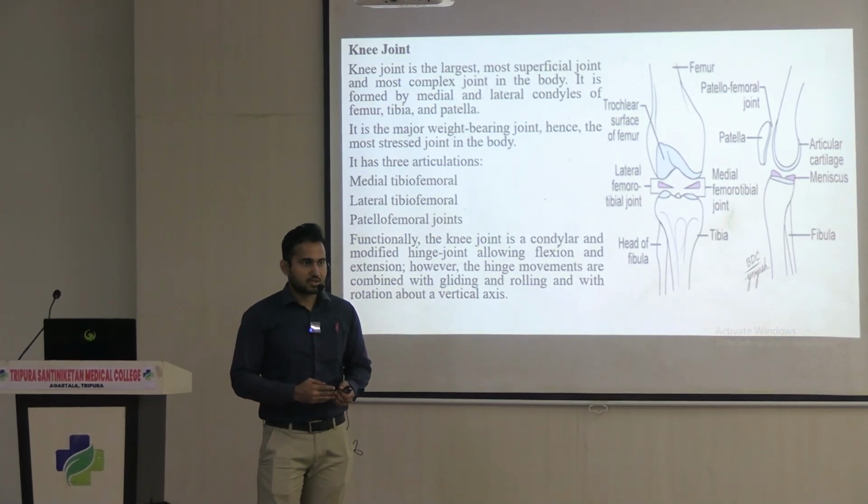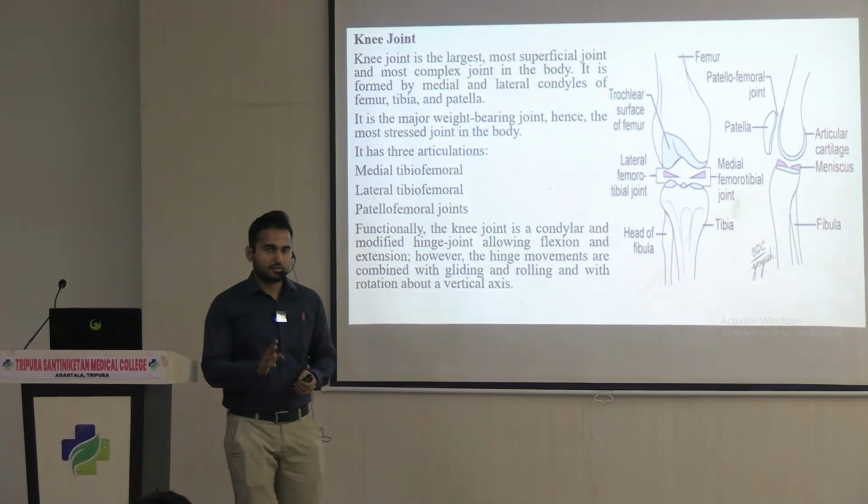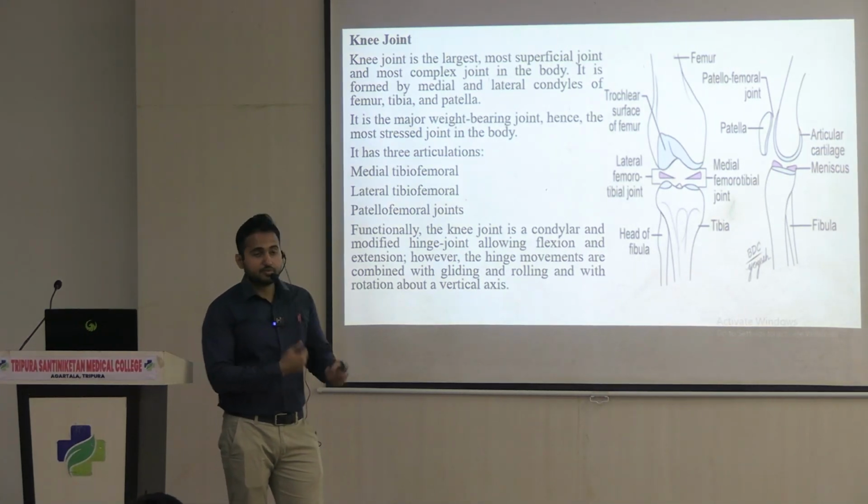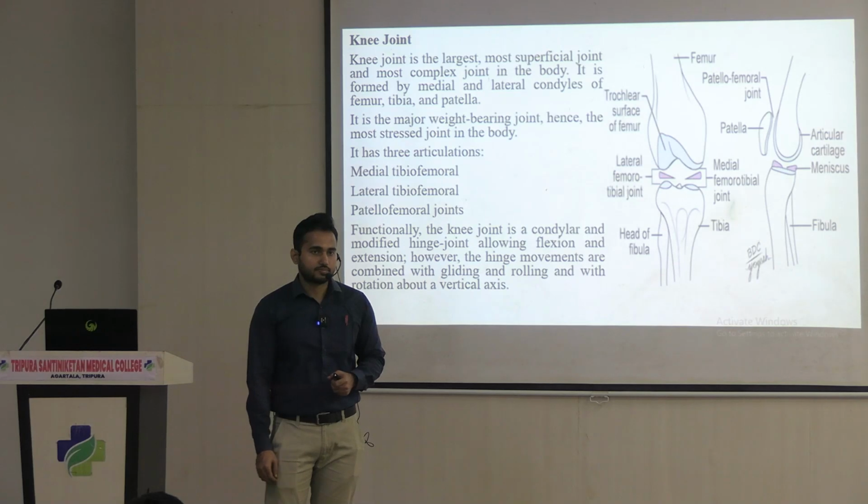Around transverse axis. What else? Movements, okay, flexion and extension. What are the other things? What is the shape of the articular surface in case of hinge joint?